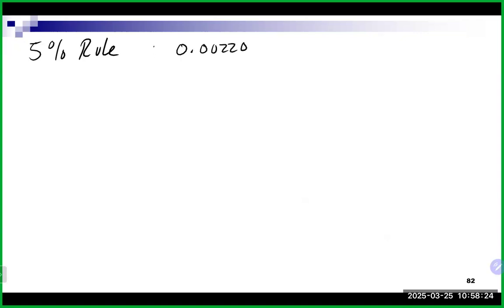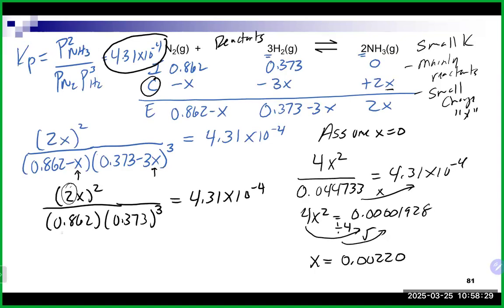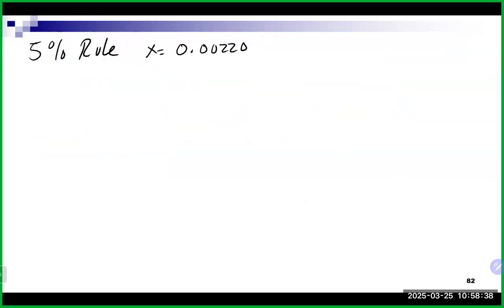And the 5% rule is you get your x value like we just did, which was 0.00220. That was our x value. And basically, you take your x value and you divide it by what you were going to subtract it from or what you're going to add it to. And in this case, 0.862 was the number we were going to basically subtract it from, times it by 100%. And if we do that there, you get something like 0.25%, which is a good check, which means this number is good.